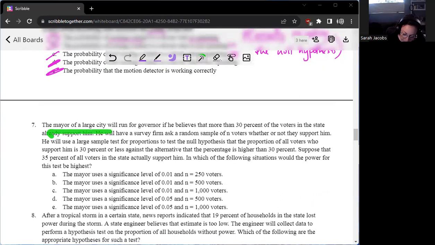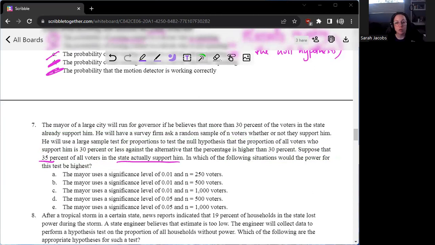They're wordy. The mayor of a large city will run for governor if he believes that more than 30% of the voters in the state already support him. He will have a survey firm ask a random sample of N voters whether or not they support him. He will use a large sample test for proportions to test the null hypothesis that the proportion of all voters who support him is 30% or less against the alternative that the percentage is higher than 30%. Suppose that 35% of all voters in the state actually support him. In which of the following situations would the power for this test be the highest?